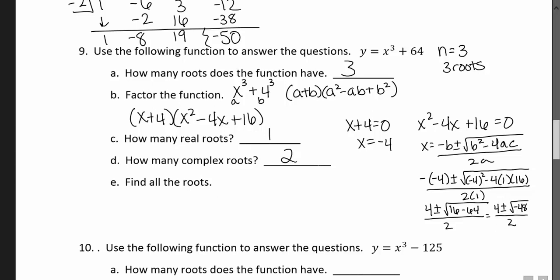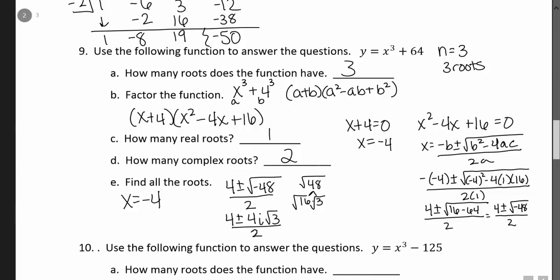Well, I've already found 1. I found x equals negative 4. And I'm almost done solving the 2 imaginary. So I'm going to look at the 4 plus or minus the square root of negative 48 all over 2. So remember in class when we did this one, we have to simplify the square root of 48. So the square root of 48 is 16 times 3. And I could square root 16. So this is going to become 4 plus or minus 4i root 3 all over 2.